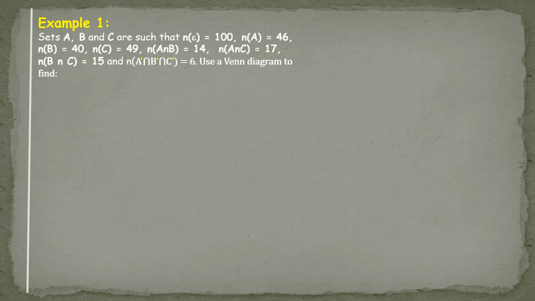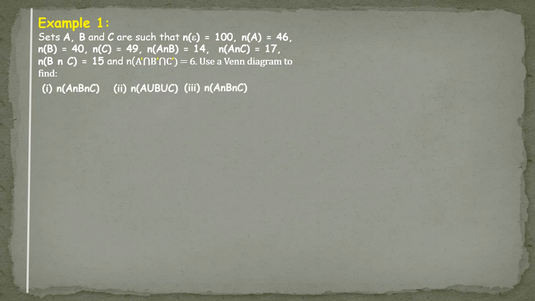So can we take the first example to digest the information that we have discussed above? We have that question. The information is clear. You have the universal as 100, number of A 46, number of B 40, number of C 49, A intersection B 14, A intersection C 17, B intersection C 15, and outside A, outside B, outside C, or A complement intersection B complement intersection C complement, that is 6.